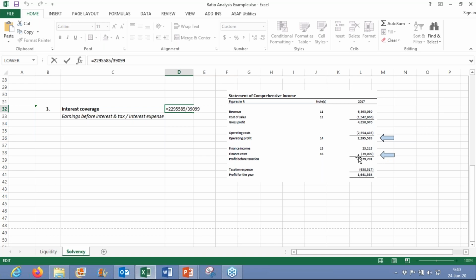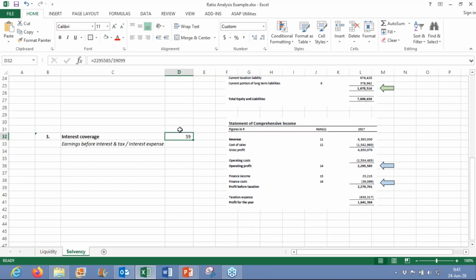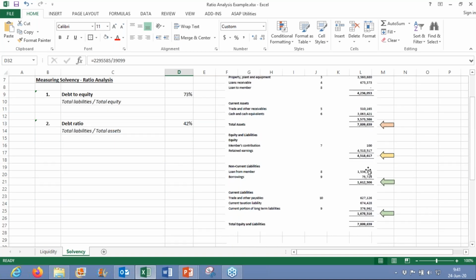In this case, about 39,000. If you perform this calculation, you'll see that we end up with an interest coverage ratio of 59, which is really high because anything above 5 is pretty good. But the reason for this in this company, once again putting it into context, is because the major portion of your debt is a member's loan.